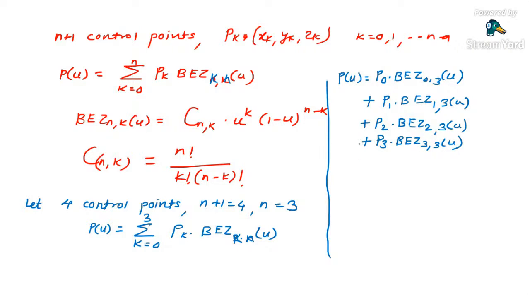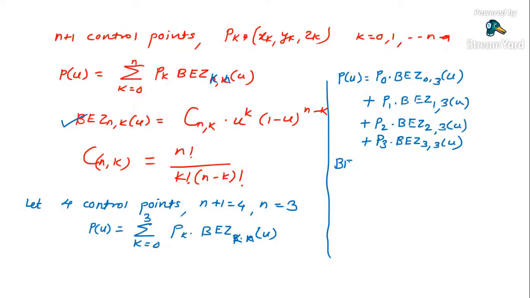Now we will calculate the values of Bezier of 0 comma 3 of u, Bezier of 1 comma 3 of u, and so on. What about P0? P0 is nothing but a coordinate point. So if suppose there are 4 control points, then P1 will be x1 y1 z1, P2 will be x2 y2 z2, and P0 means x0 y0 z0. Now we'll calculate by using this function.